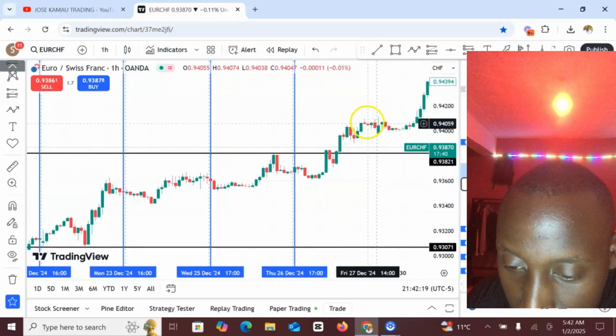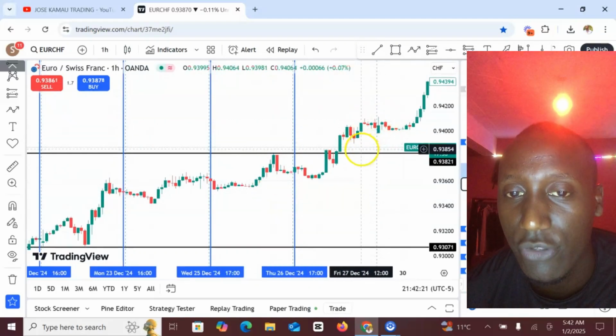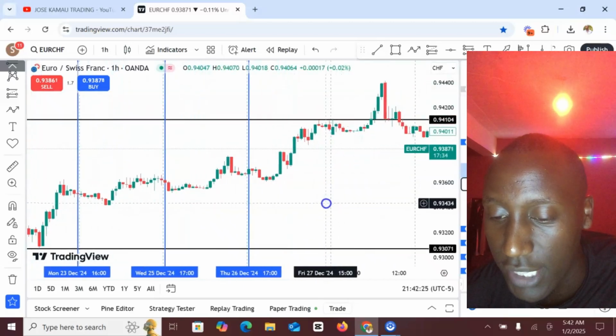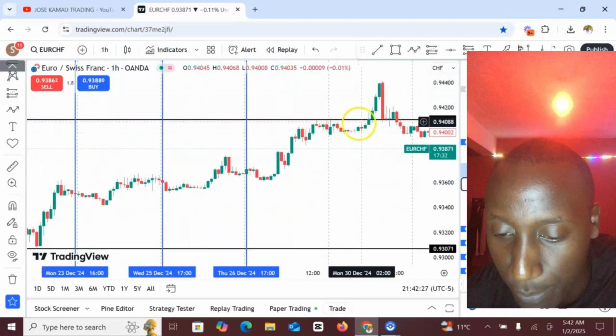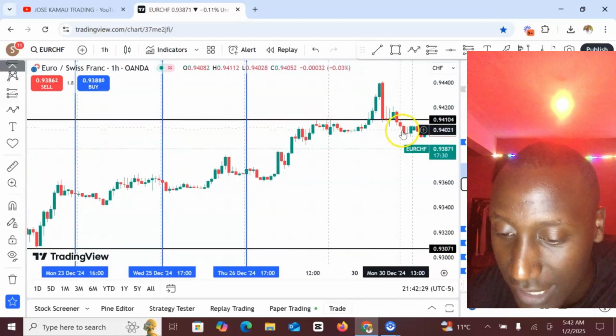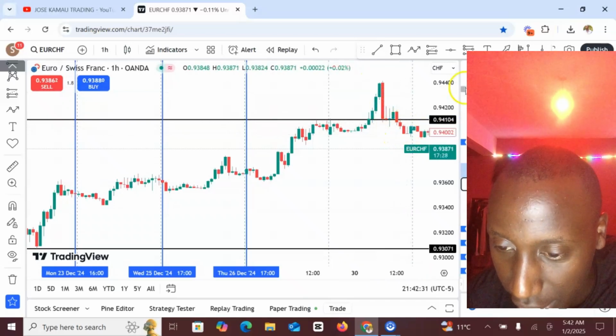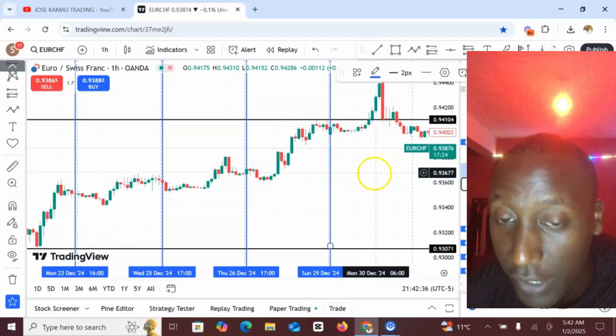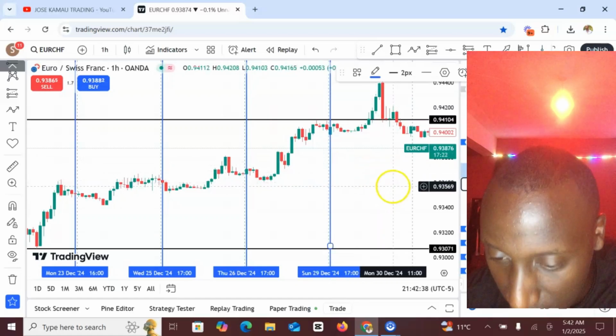Friday breaks out, closes outside of the range. Where do you think price wants to go? Price obviously wants to continue in the direction of the breakout. So price continues breaking out and then closes back inside of the range. Now we have a failed breakout, and a failed breakout is a reversal signal.